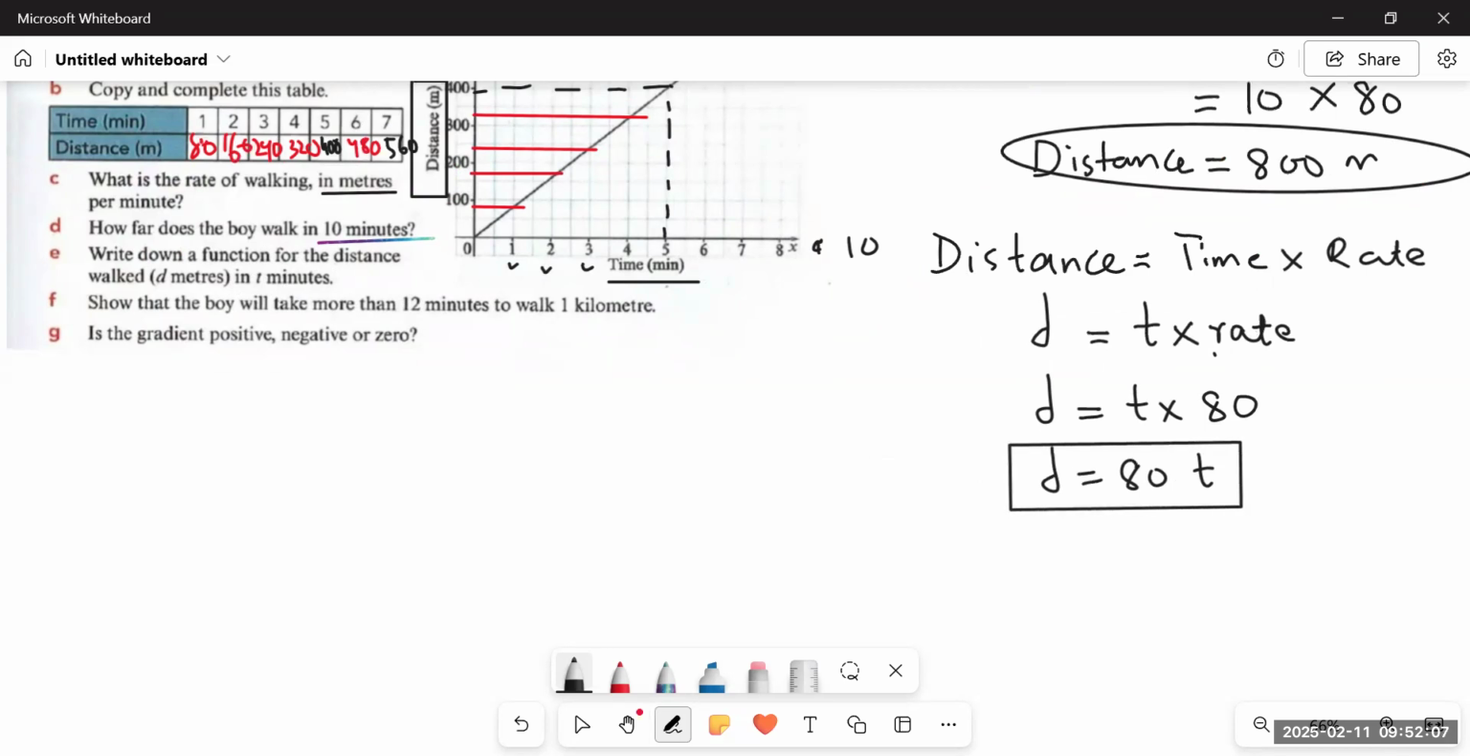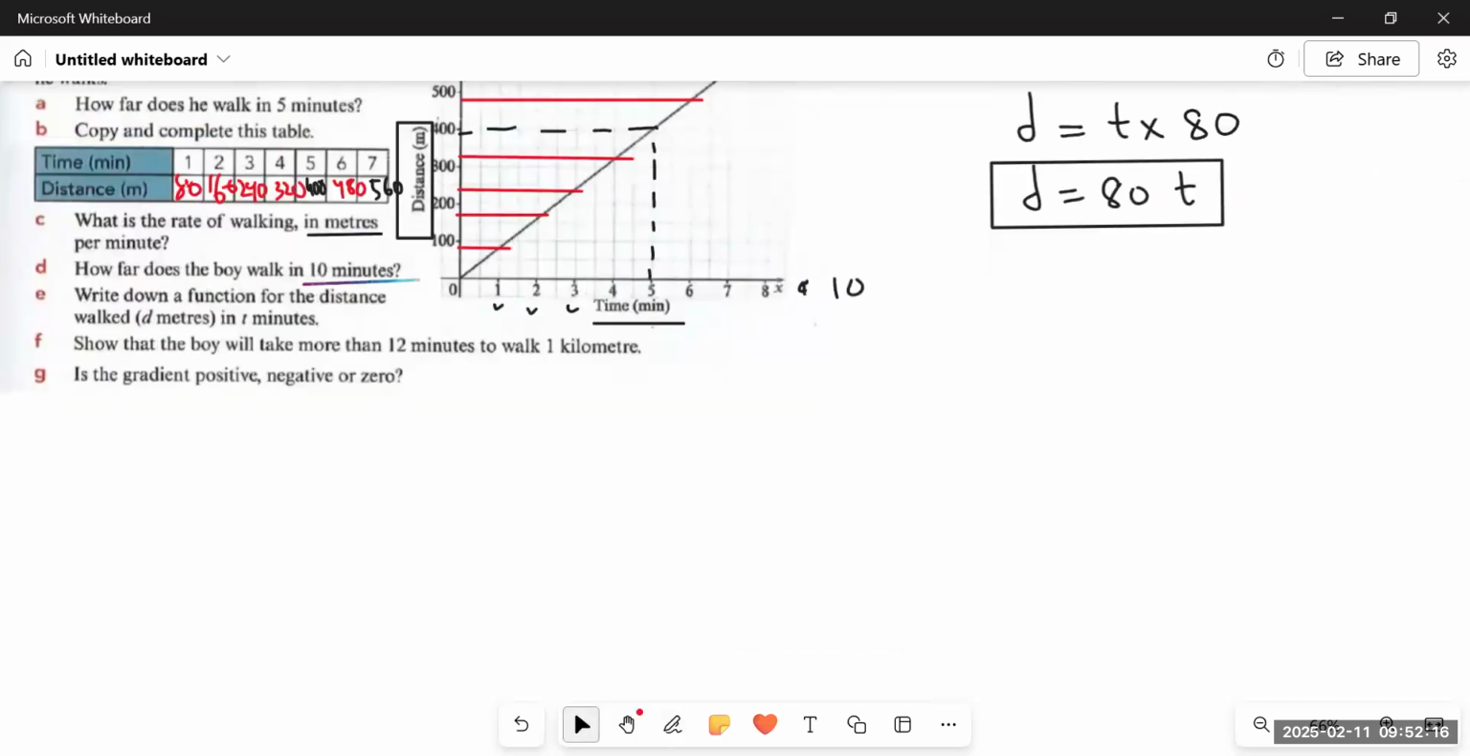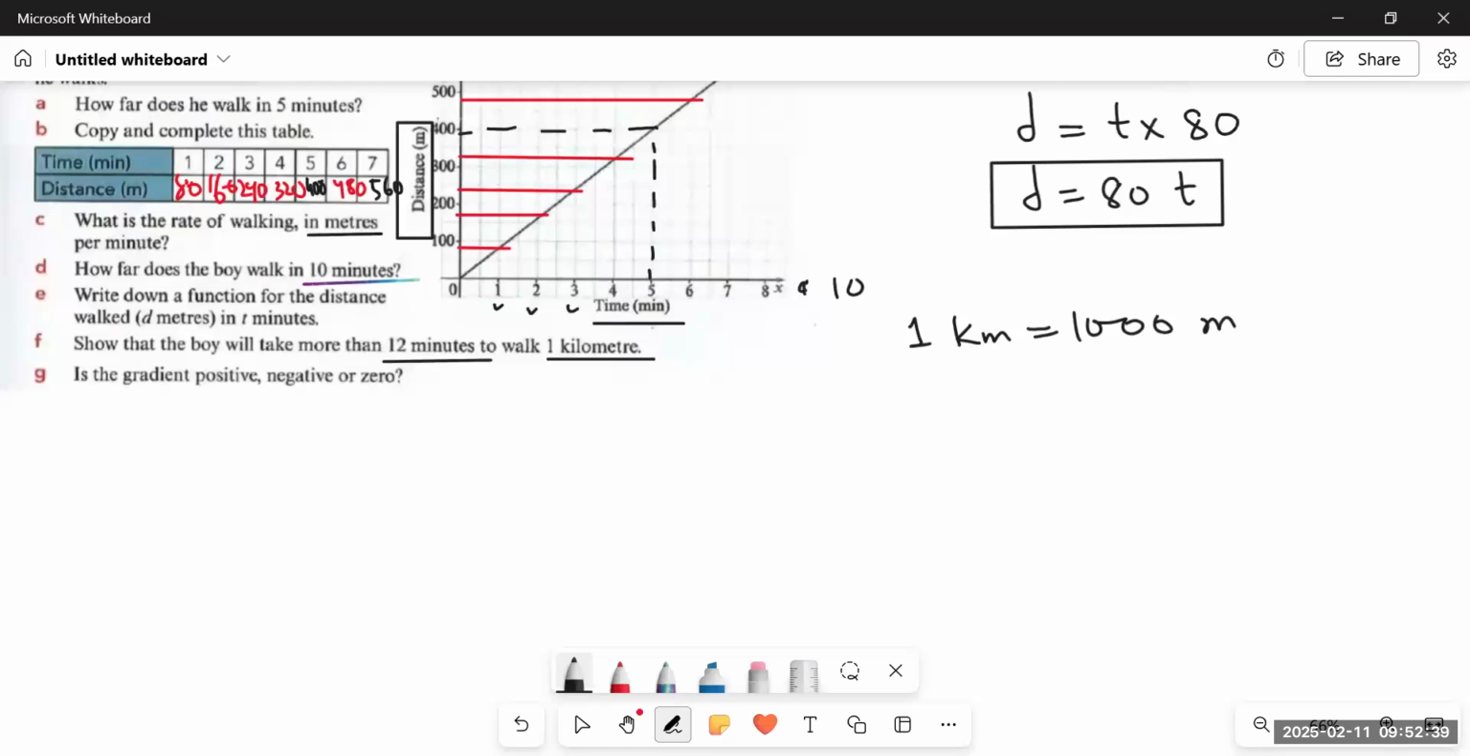Okay. Then we have been provided with part F. Show that the boy will take more than 12 minutes to walk 1 kilometer. Okay, let's see. What has been given in this question? They're saying show that the boy will take more than 12 minutes to walk 1 kilometer. 1 kilometer distance is given, and let's see how much time it takes at the rate of 80 meters per second. So 1 kilometer is equal to 1000 meters. First, we are going to convert it into meters because the rate is given in meters per second.